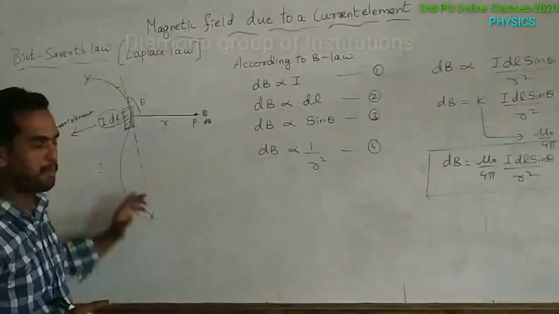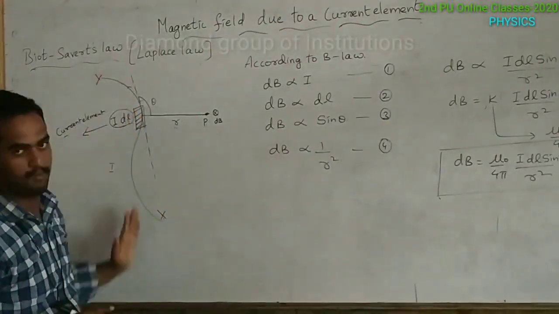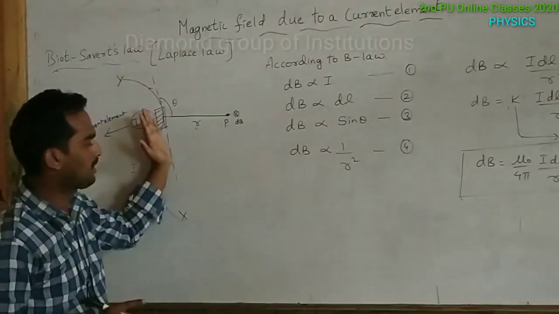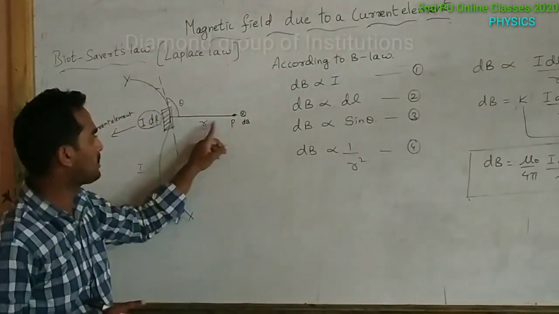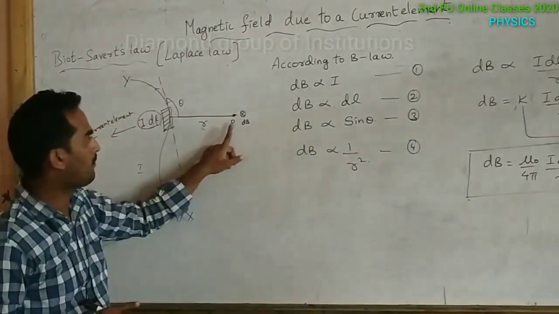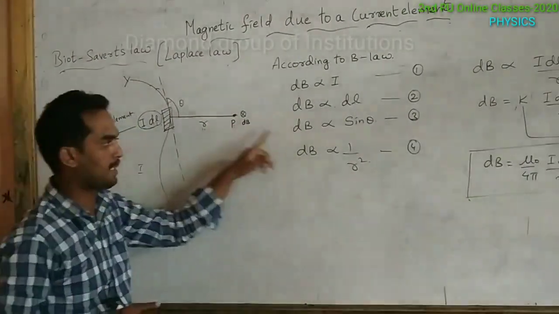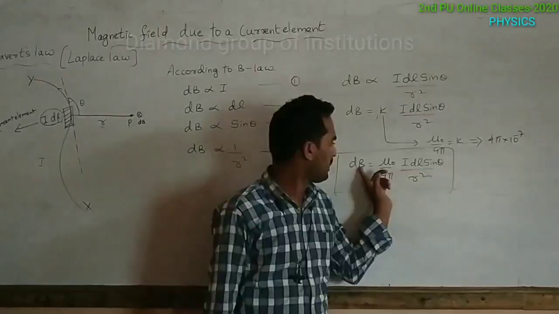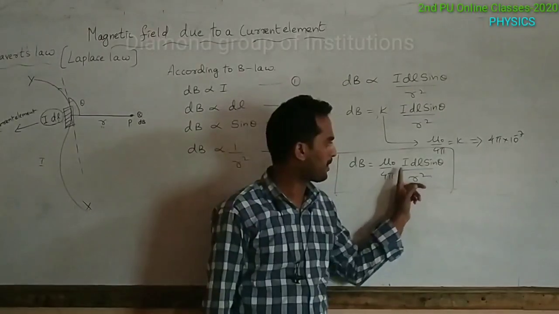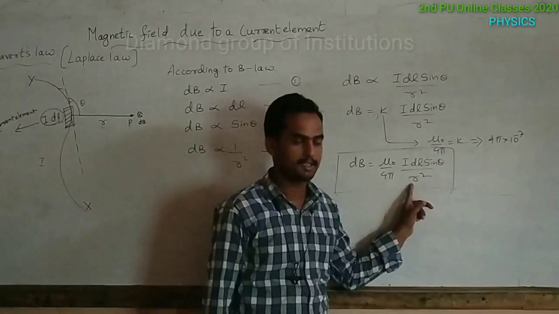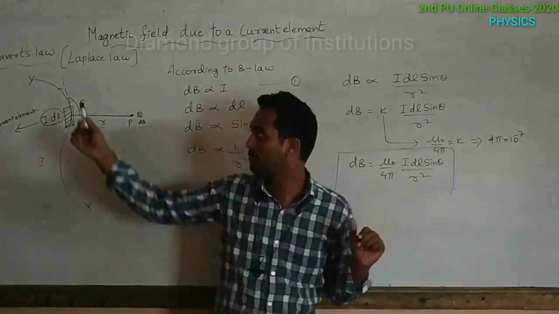where the current I is passing through the conductor XY, and that conductor is placed at a distance r from the point P. For that point we calculated the magnetic field. So dB equal to mu naught by 4 pi into I dl sin theta by r square. This is the final expression for Biot-Savart law.